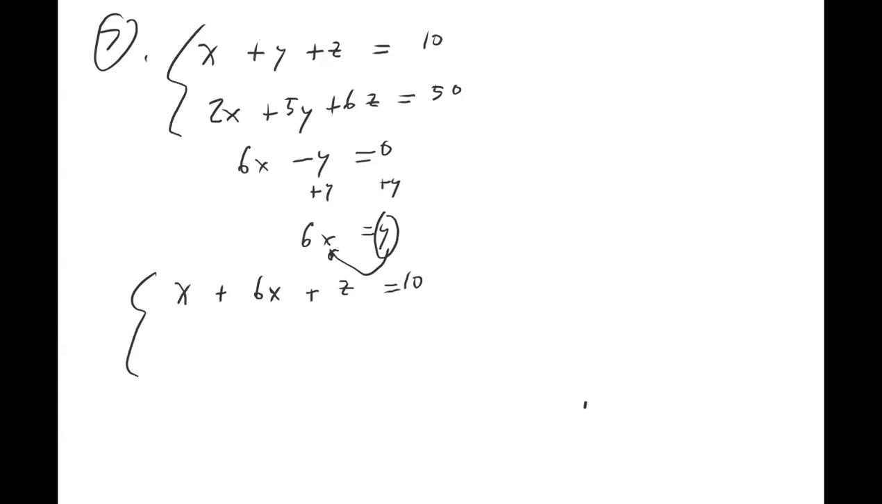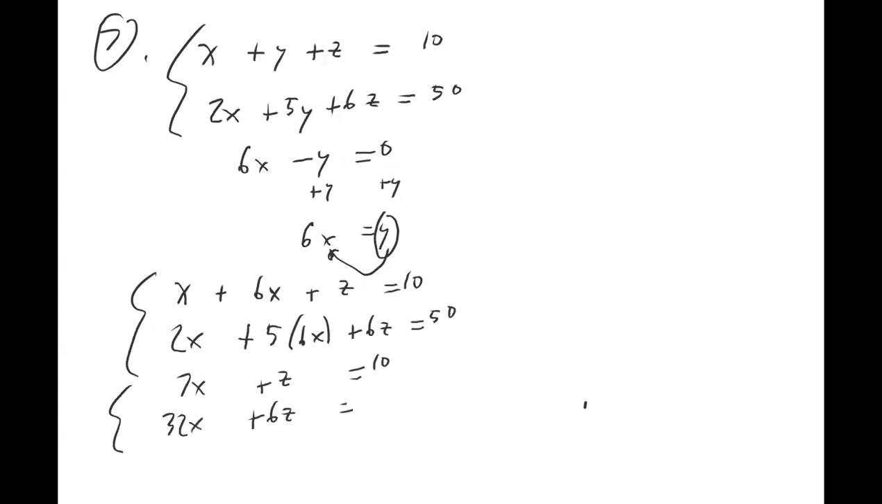Then you'll go to the second equation. It says 2x plus 5y, but instead of writing y, you're going to write 6x, and then plus 6z equals 50. Now let me simplify those equations. So x plus 6x is really 7x plus z equals 10. And then 2x plus 5 times 6x, well, 5 times 6x is 30x. 2x plus 30x is 32x plus 6z equals 50.